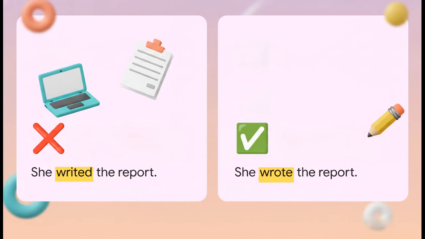Here is a huge mistake to watch out for with these words. Beginners often try to add ed to these rule breakers. For example, saying, she writed the report. Writed is not a real word. The correct irregular past tense of write is wrote. So as you see with the green check, the correct sentence is, she wrote the report.